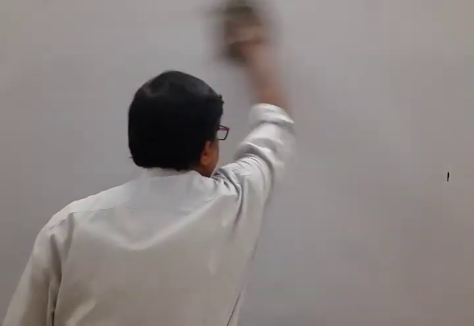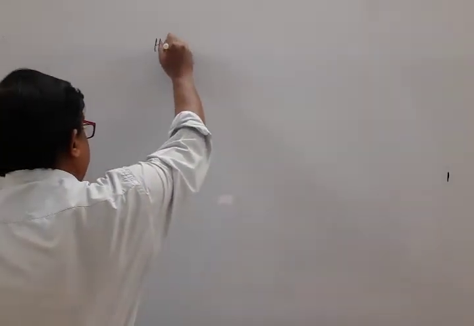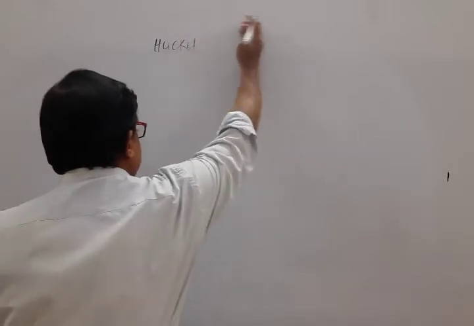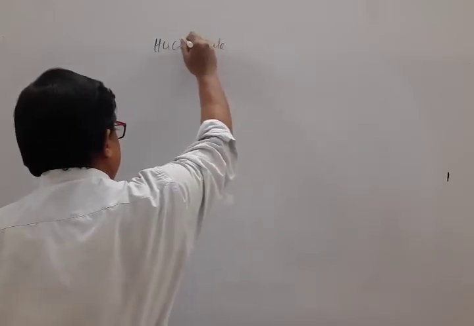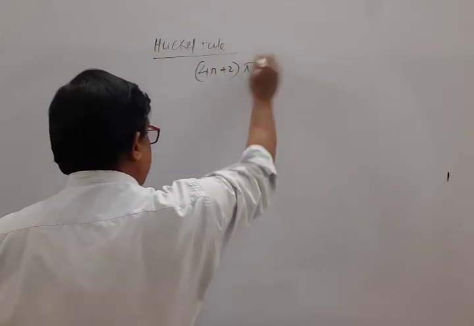A suitable example of an aromatic compound is benzene. Benzene and its homologues are known as benzenoid aromatic compounds, and other compounds that have no benzene nucleus are known as non-benzenoid aromatic compounds. In both cases they satisfy Hückel's rule, that is, 4n plus 2 pi electrons.